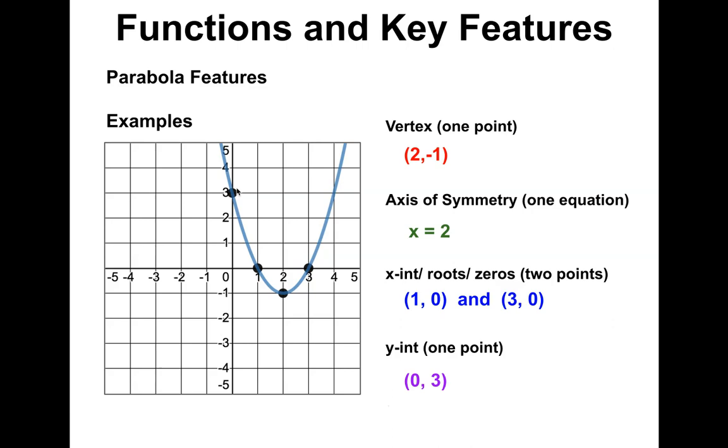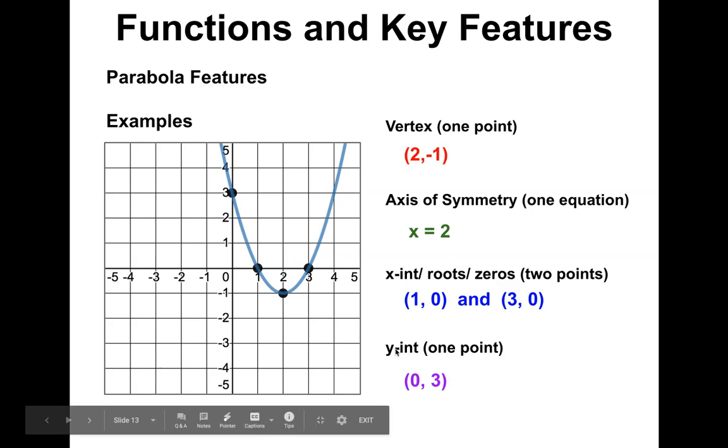Y-intercept will always be 1 point. We have 0, 3 for that point. Again, just like x-intercepts, you have to be careful where you put the 0. Same for y-intercepts. For a y-intercept, your x value will always be 0.